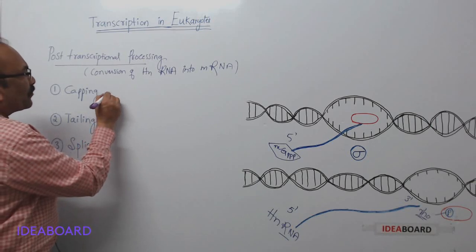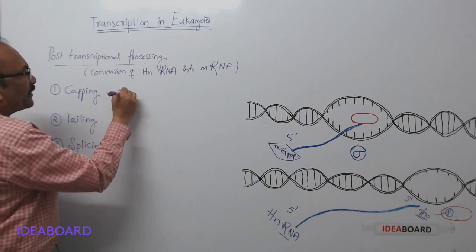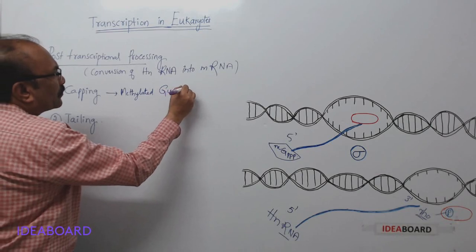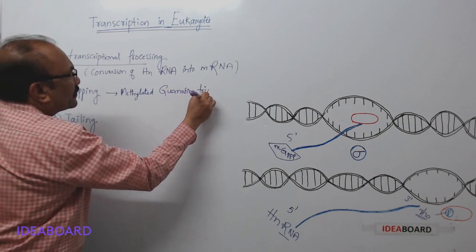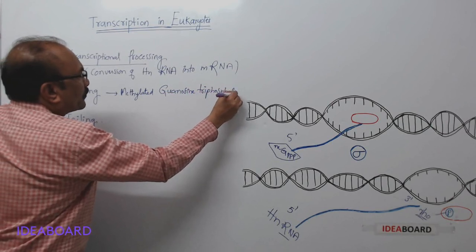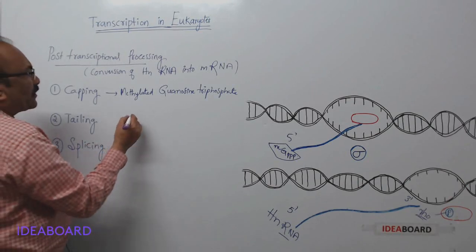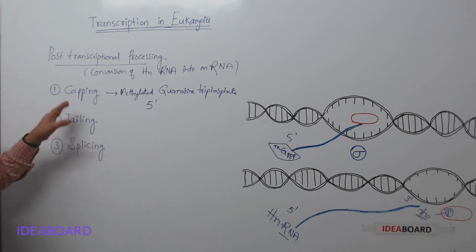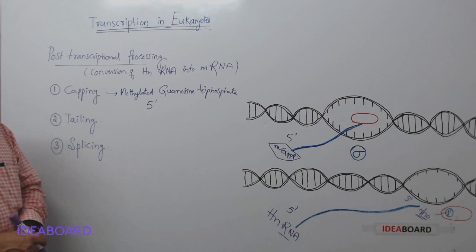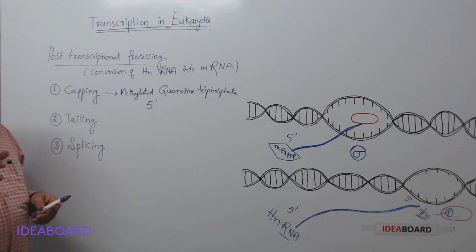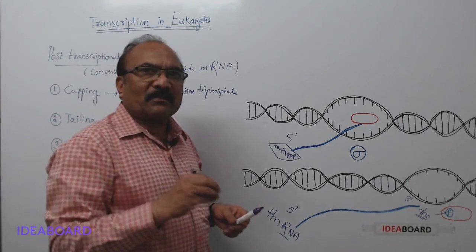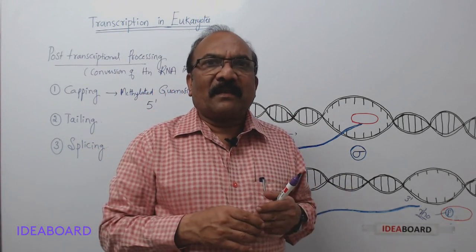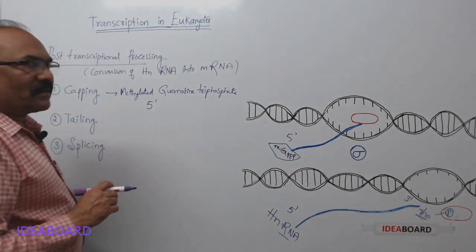This attachment of methylated guanosine triphosphate to the 5 prime end of hnRNA is called what? Capping. And this capping is required for identification by the ribosome. The ribosome has to identify the mRNA as soon as it enters into the cytoplasm. Only when it binds to this mRNA will the translation process occur. So that's why this capping is required for that purpose.